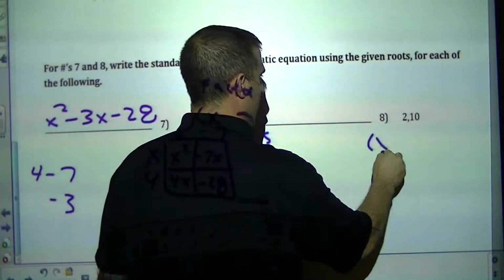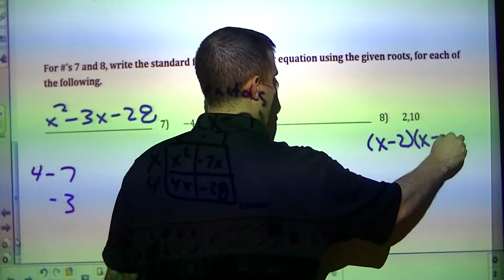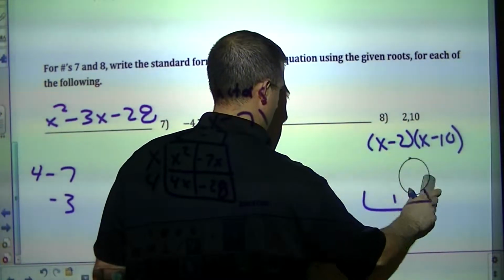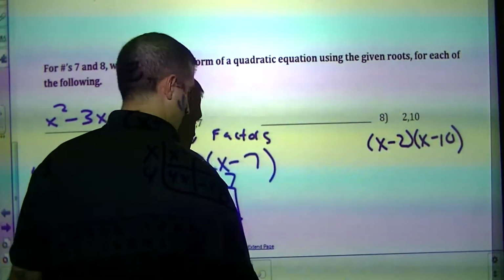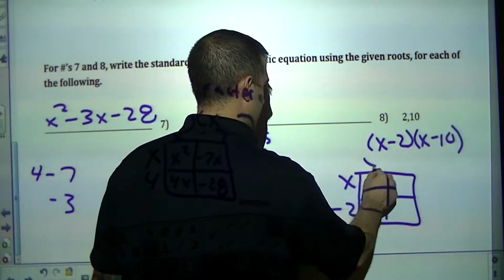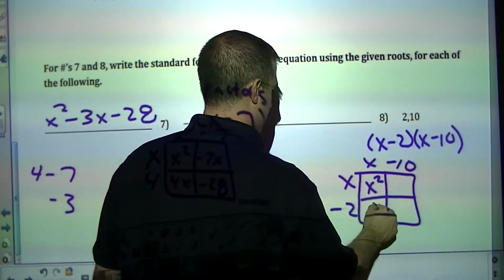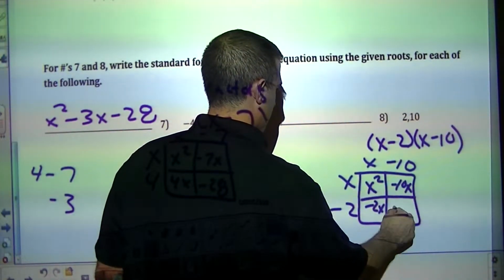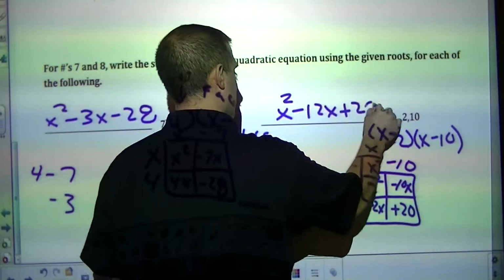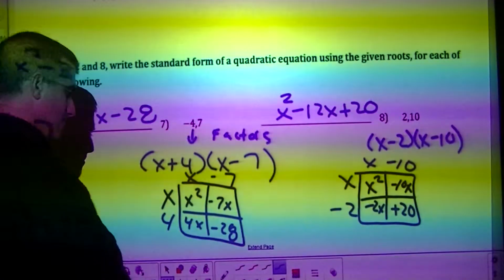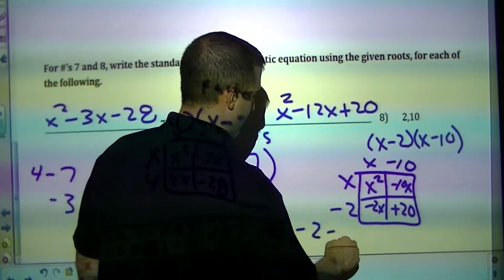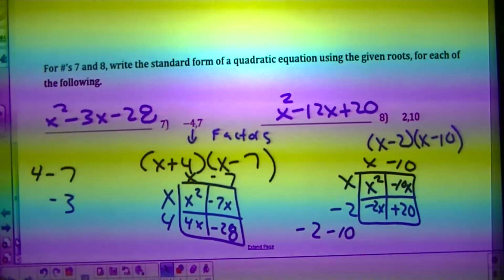These here, that's going to be x minus 2, x minus 10. So I got x and negative 2, x and negative 10. That's x squared minus 2x minus 10x plus 20. That's x squared minus 12x plus 20. Okay? Because how you would type that into the calculator is negative 2 minus 10. Alright? Go on to the next page.